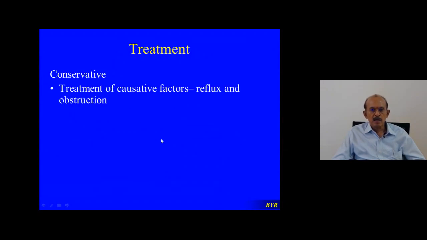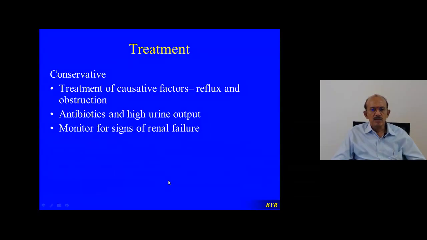Treatment, conservative approach. Treatment of causative factors like reflux and stasis or obstruction should be relieved. Antibiotics and high urine outputs. Monitor for signs of renal failure because there is scarring of kidneys. If both kidneys are involved with chronic pyelonephritis, means patients are liable to go into renal failure. So you must monitor. How do you monitor for renal failure? Just I said here, monitor for signs of renal failure. So how do you monitor for renal failure signs?